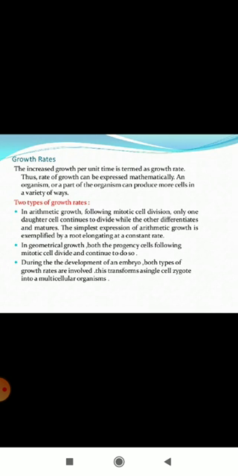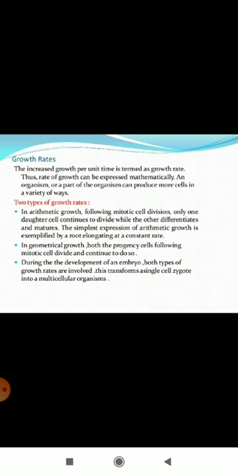So when a plant cell divides, in arithmetic growth, we see that when one cell divides, it results in two cells through a mitotic division. Out of two cells, one continues to divide mitotically, while the other cell differentiates. The differentiation means it attains maturity and a specific function. The simplest expression of arithmetic growth is exemplified by a root elongating at a constant rate. So the root cells show this arithmetic growth.